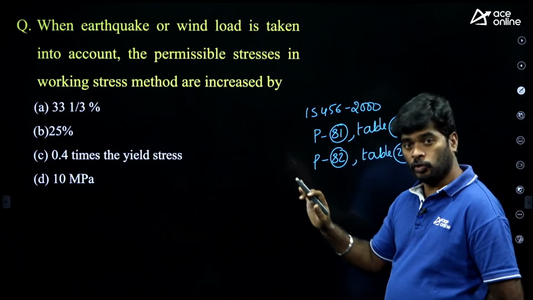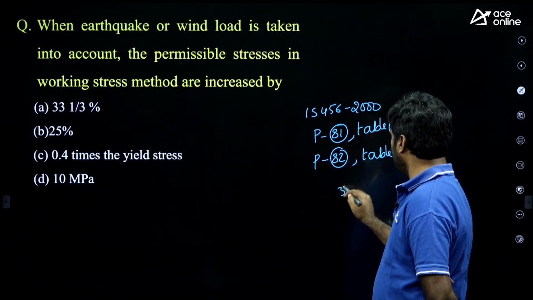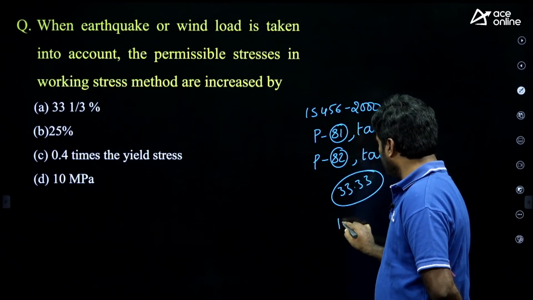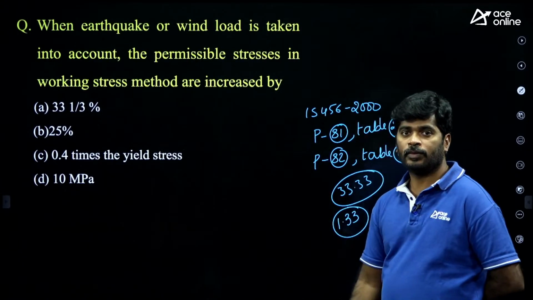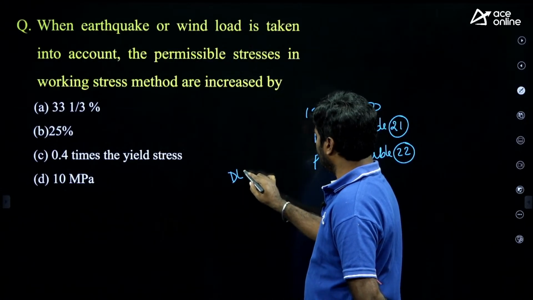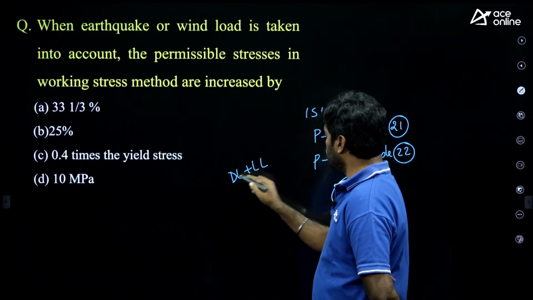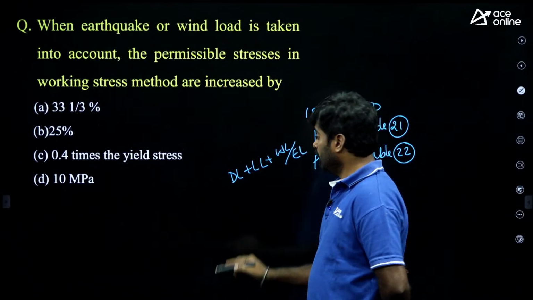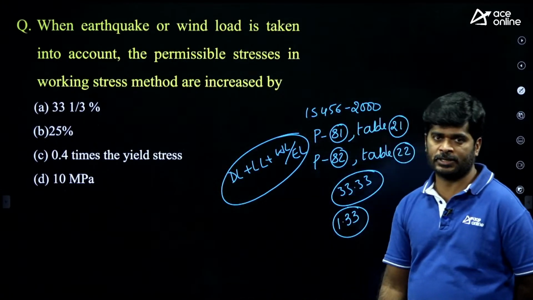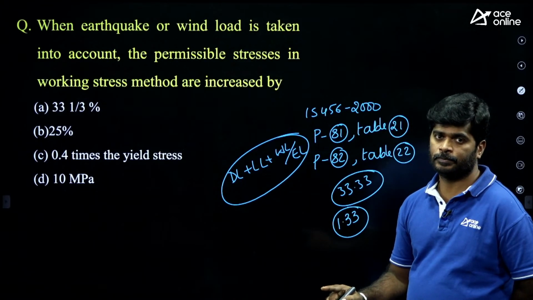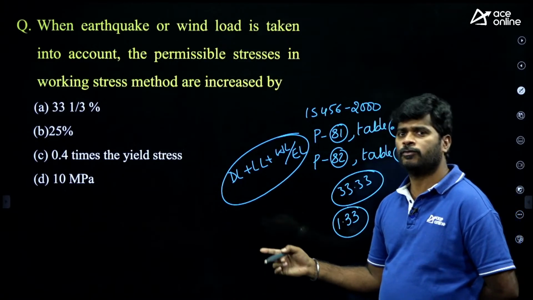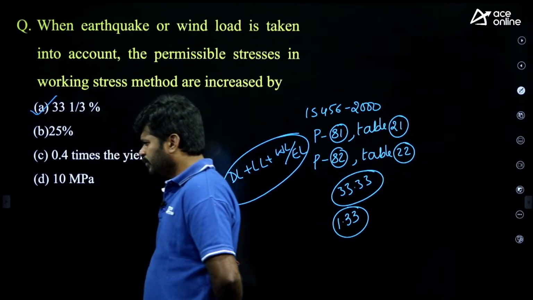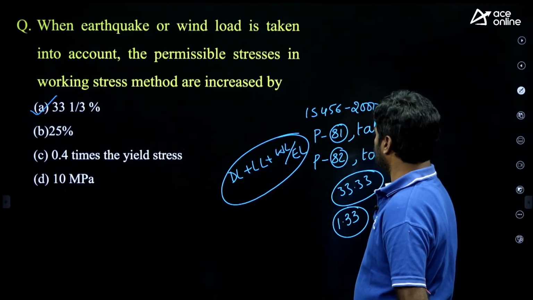These permissible stresses, you can increase further by 33 into 1 by 3 percentage, means 33.33 percentage you can increase. That means you have to multiply those stresses by 1.33. When, my dear, generally dead load and live load are present, along with this loading, if wind load or earthquake load is coming to picture, in this case, you can increase the permissible stresses in concrete as well as in steel by 33.33 percentage for economical design. Okay, we do that for economical design. Option A is correct. Okay, let us move to next question.